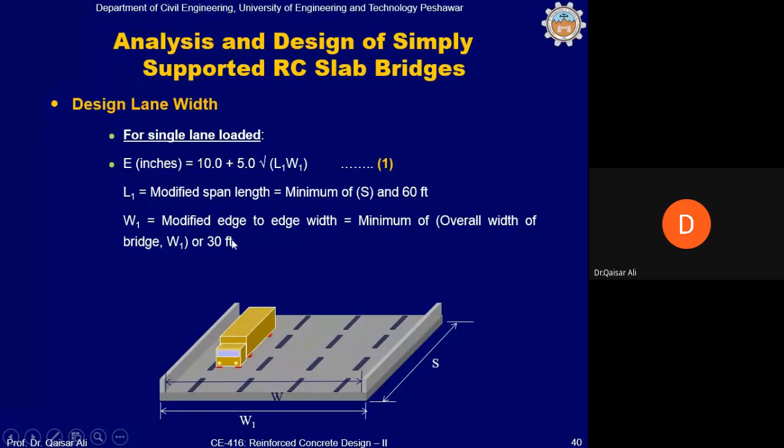W1 is the modified edge-to-edge width, the width of the bridge. It is taken as the minimum of the overall width of the bridge or 30 feet. So if the overall bridge width is 40 feet, then the minimum is 30 feet, and it will be taken as 30 feet. However, if the width is 20, then it will be taken as 20. So W1 is the minimum of the overall width of the bridge or 30. This will give us E, which is the design lane width for the single lane loaded case.